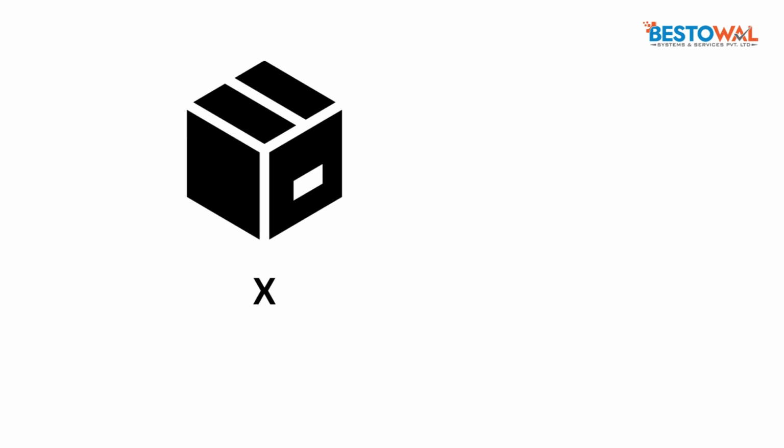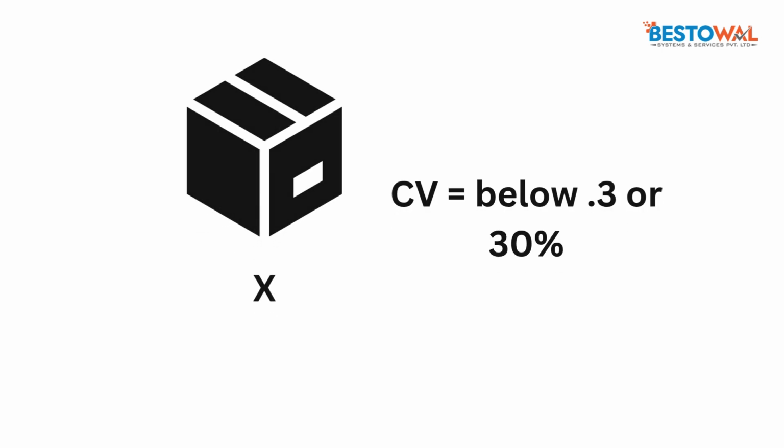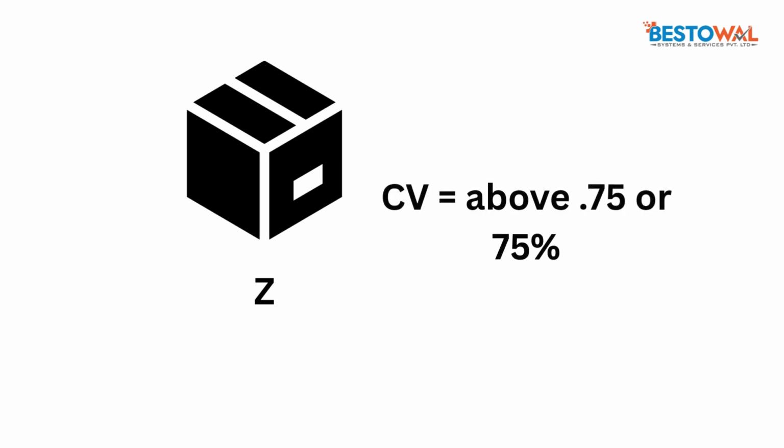Exactly, and you set thresholds for these CV values. For instance, you might define X items as any product with a CV below 0.3 or 30%, and maybe Z items are anything with a CV above 0.75 or 75%. The calculated statistic directly determines the XYZ code. Okay, that makes sense for measuring the inherent stability of the demand itself. But there's another way, strategy 2. Aggregate over periods. How is this different?